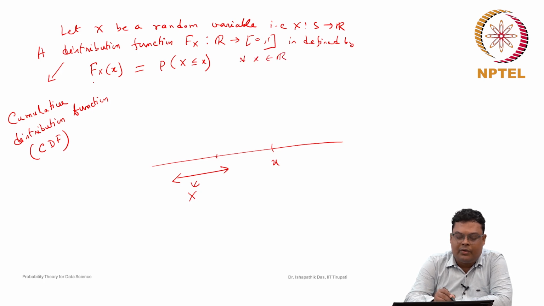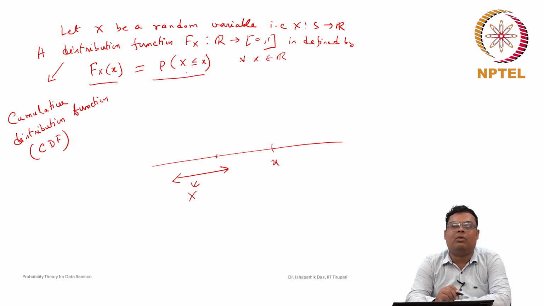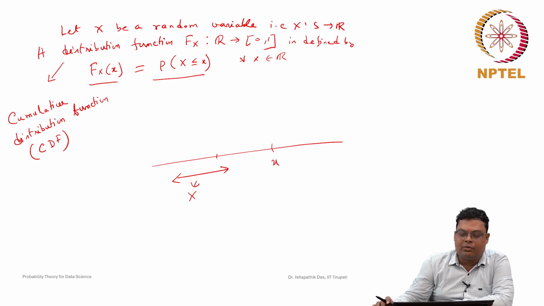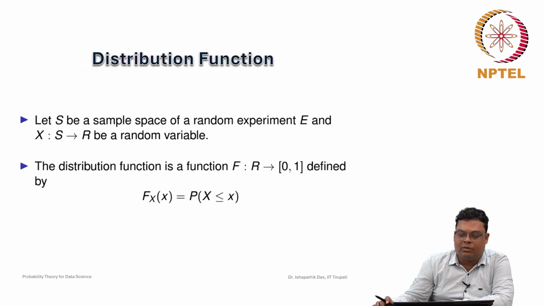So if you know this function, the CDF, then you know this probability, and then you know the probability of any event associated with this random experiment or random phenomenon. So this is the distribution function. Now let us discuss one example. So this is the distribution function, or cumulative distribution function.